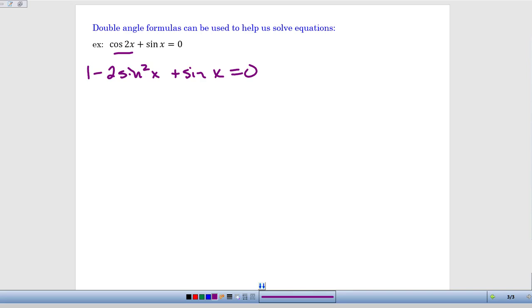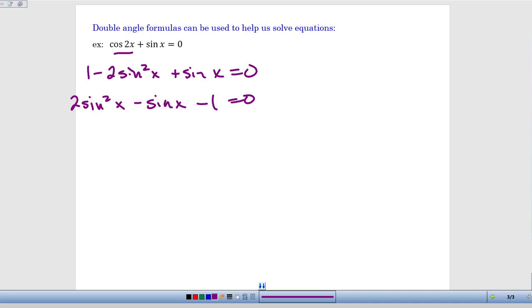Now I'm going to rearrange the deck chairs on this Titanic, and I'm going to multiply everything by -1, because since I'm going to have to factor, I'd really prefer to have that squared piece positive. So I'm going to write that first. So I've got 2 sine squared x, and then since I'm multiplying everything by -1, I'm going to have a minus sine of x, and then a -1 equals 0. And so I'm going to factor this.